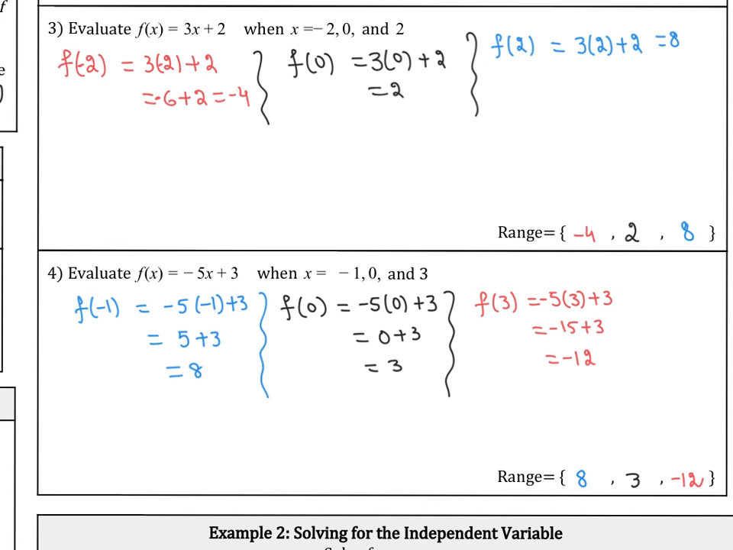For number 4, you're going to evaluate f(x) = -5x + 3 when x equals -1, 0, and 3. First, use -1. So f(-1) = -5 times -1 plus 3, that's 5 + 3, which equals 8. Then plug in 0. So f(0) = -5 times 0 plus 3, which is 3. f(3) = -5 times 3 plus 3, so -15 + 3 is -12. So the range is 8, 3, -12.